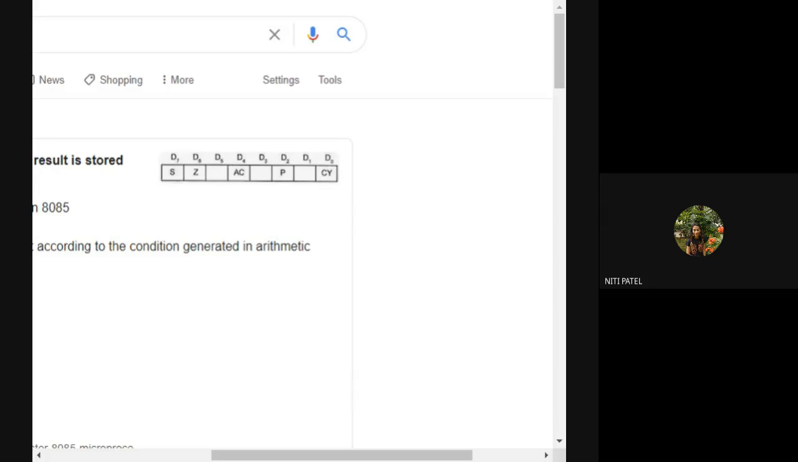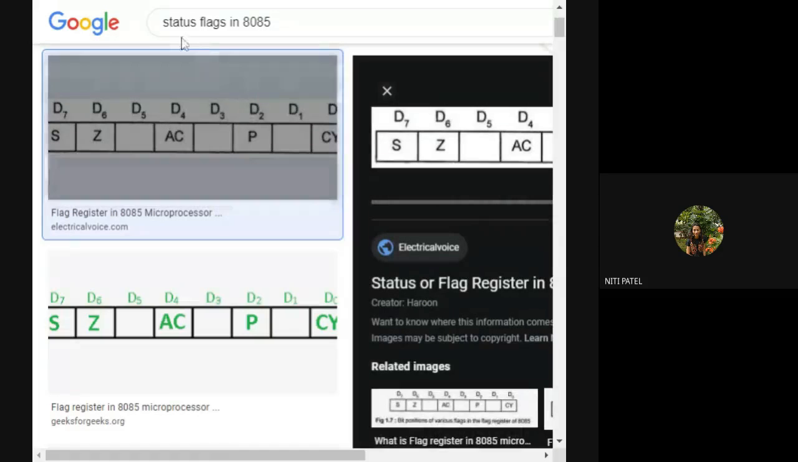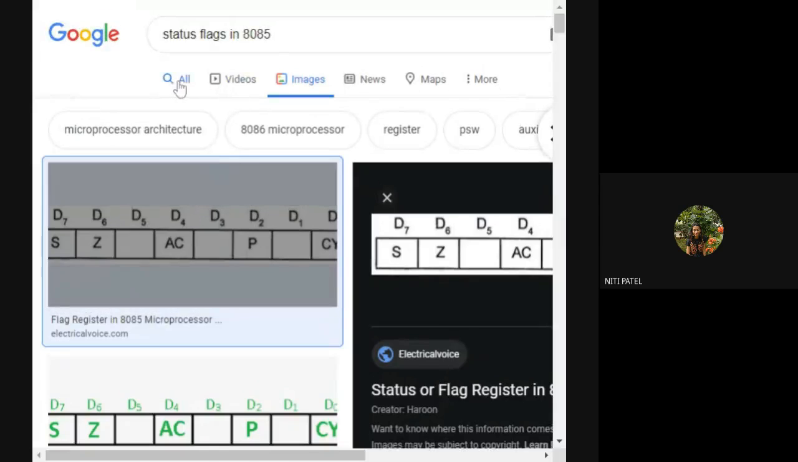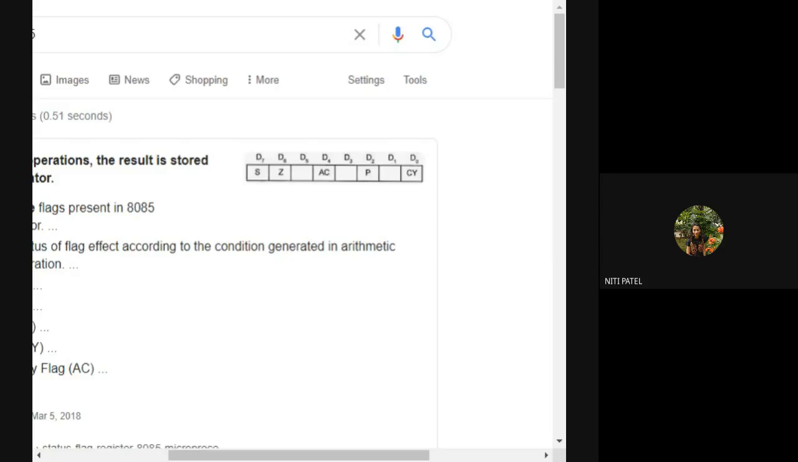But if I have a number like this, 0111, is it even parity? No. Why? Because 3 is odd. So my bit will be set to 0. So when I have even parity, which means the number of ones is even, my parity will be set to 1. But if at all I have odd parity, that means if the number of ones is odd, my P bit will be set to 0. Is this clear to you?